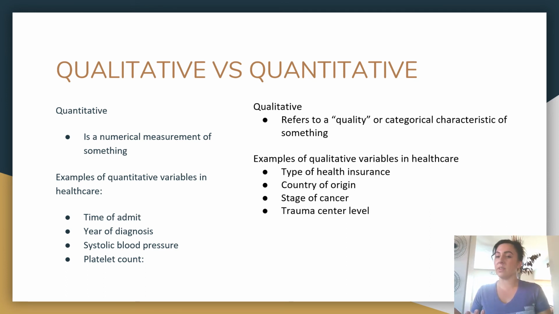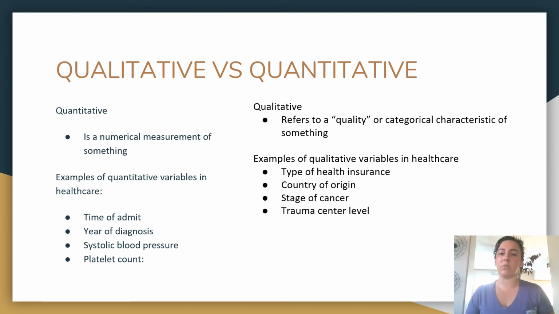So some examples of that can be type of health insurance. Okay, you're putting that in a category. All right, so you're assigning a categorical characteristic to that, and you're saying these are the different types of health insurances, and then maybe you're doing a survey on a sample of people living in San Bernardino, and you want to see what types of health insurances everyone is using.